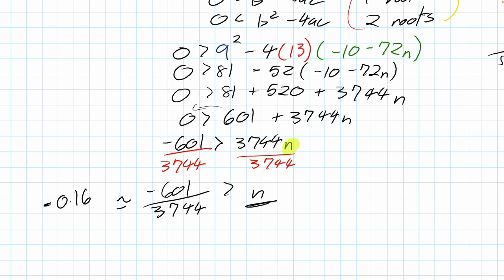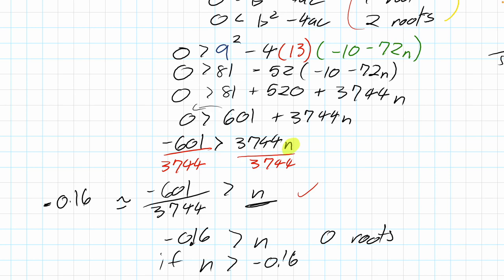So what this says is, yes, if n is less than approximately negative 0.16, there are 0 roots. Which means if n is greater than negative 0.16, then we have roots. Yes, roots. 1 or 2 roots. And that's what we found in the other one. There are roots to it. This one's giving us an inequality. It only exists if n is some certain value.